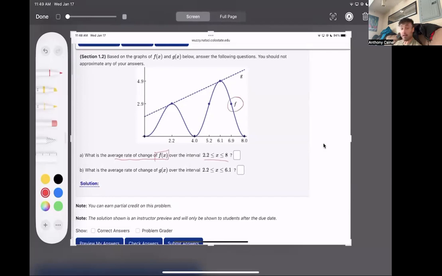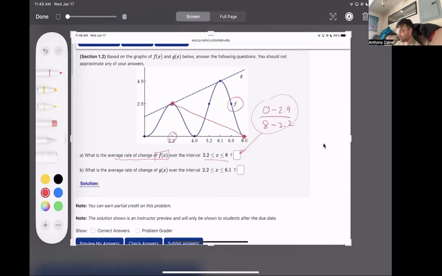So for F, over the interval, I look at 2.2 and F is equal to this value, 2.9. I look at 8, and at 8, F is equal to 0. So the average rate of change is the slope between these two dots here. What's the slope? Well, my change in y, final minus initial, over my change in x, final minus initial. It's this. And you can just enter that into Webwork and it'll know.